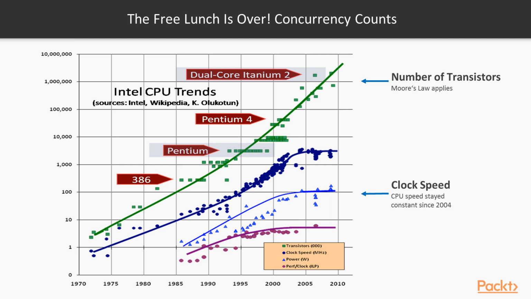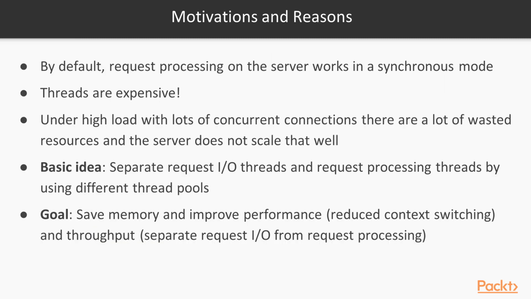Concurrency counts. So if you have a look at this diagram, you will see that the number of transistors on a processor is constantly rising. However, the clock speed pretty much stayed constant since 2004. So this means you need to be more concurrent in order to get more speed. And you usually do this via threads.